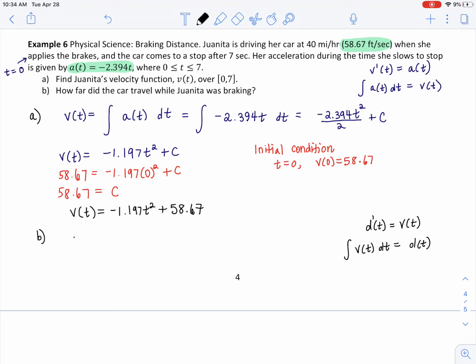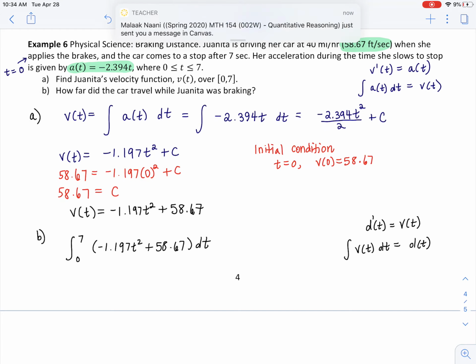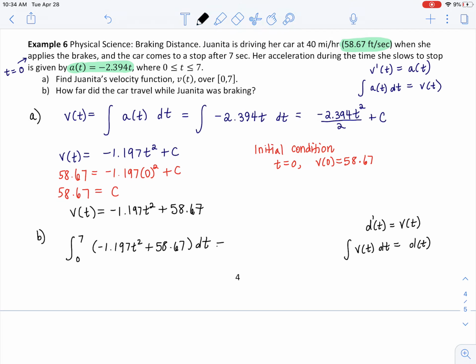So we can go ahead and do this by setting up a definite integral, actually. So from 0 to what seconds? 7 seconds. Let's go ahead and integrate our velocity function. And we got that velocity function above right there, dt. And let us use the power rule over here. So what's that going to be? I think I should work to the side.